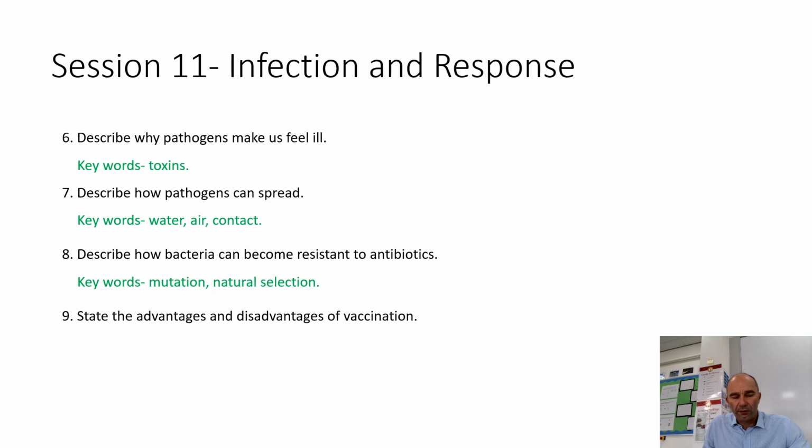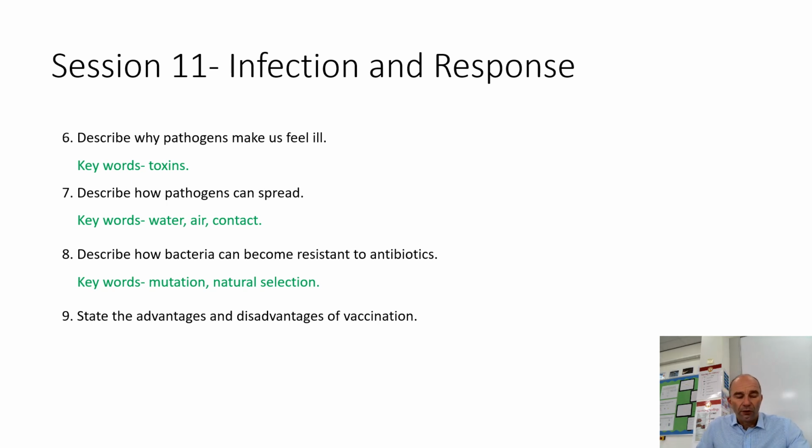So question 6, you need to describe why pathogens make us feel ill when they get into our bodies. And the key word there is toxins. And then question 7, describe how pathogens can be spread. There's lots of ways in which pathogens can be spread, and there's a few key words there to give you a few ideas. You've got water, air, and don't forget about contact.